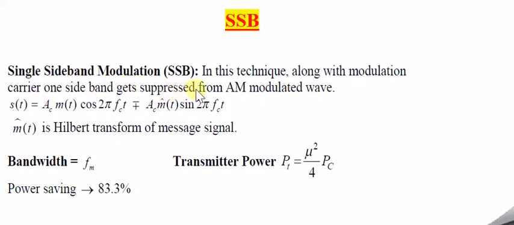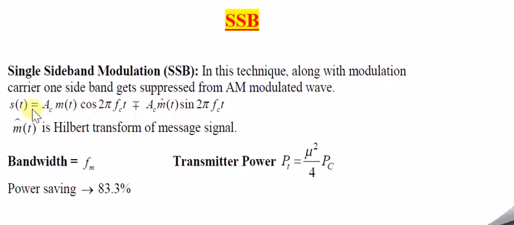Now I think it will be very clear. In DSB-SC we allow both the sidebands to propagate, whereas in case of SSB we are suppressing one sideband also. That means definitely power saving is achieved, because we are not transmitting one sideband at all. Only one sideband we are transmitting. So because of this, we come to the conclusion that power saving is achieved in this particular process.